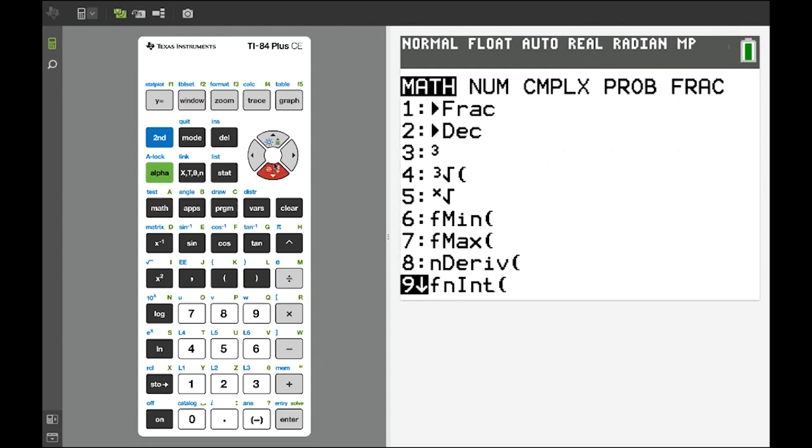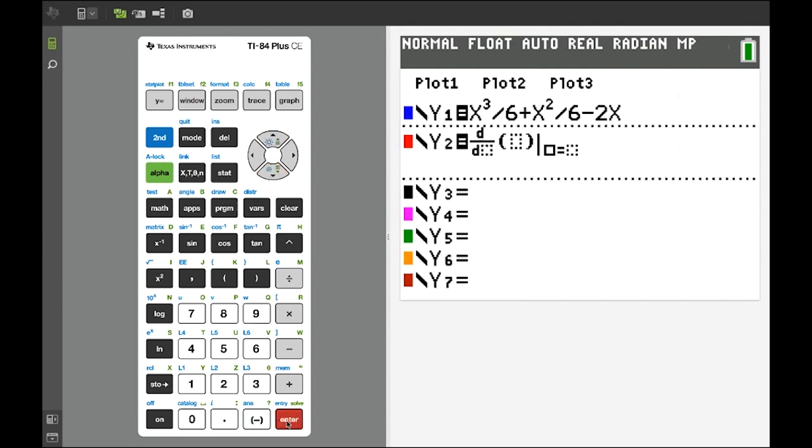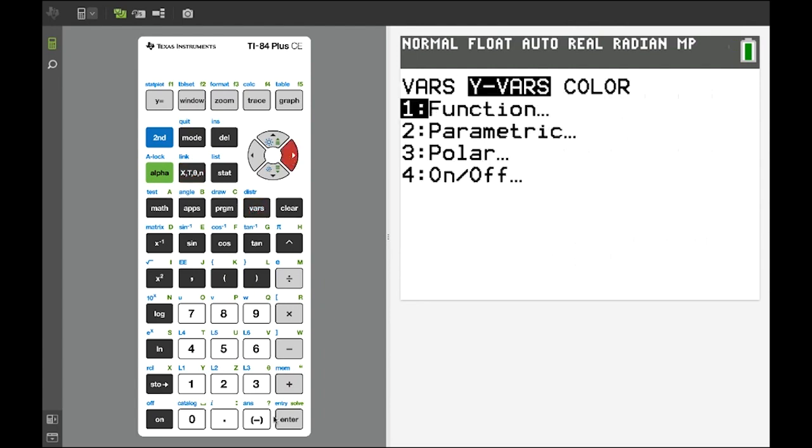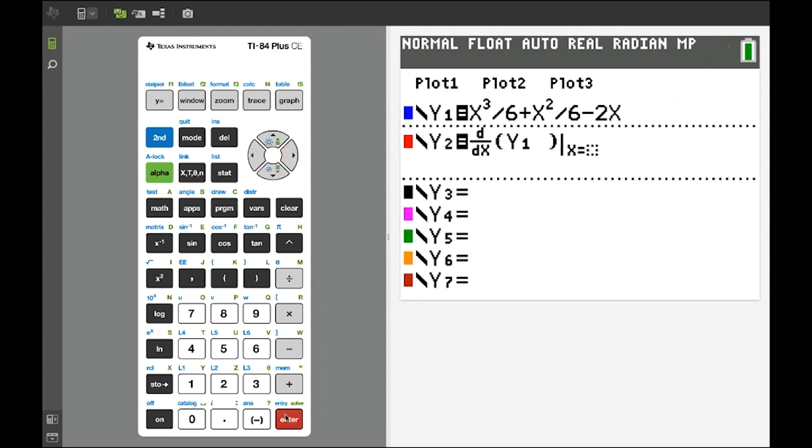Go to the math menu and find the nDeriv function. It brings up a nice little template. We'll indicate that we're taking the derivative with respect to x, and we're going to take the derivative of y1. So I go to the y variables menu to retrieve the function y1.